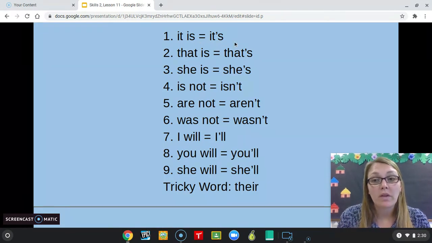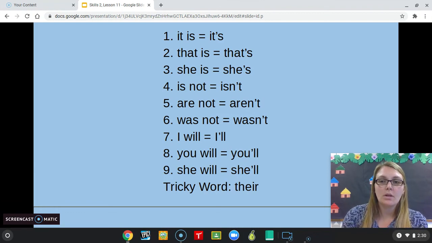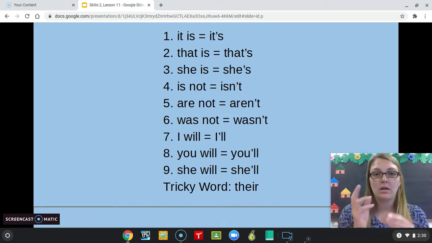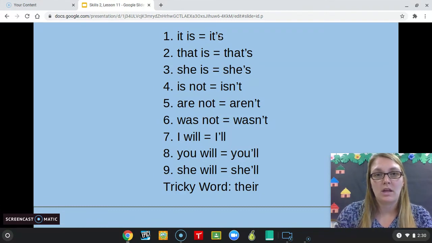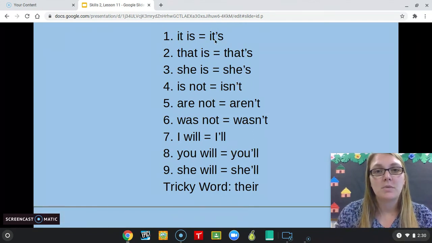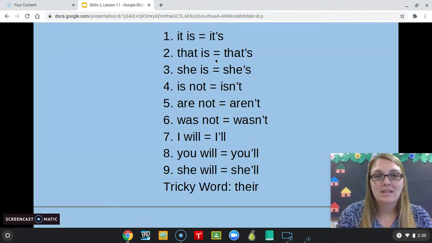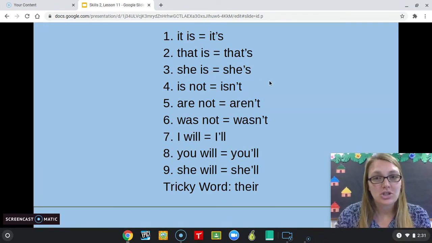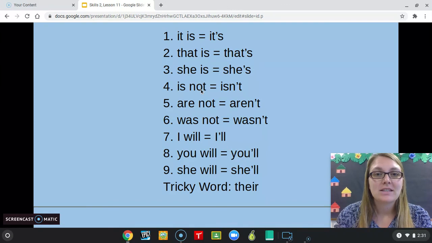Here, once again, are the words that we're working with this week. We have it is becomes it's. These are going to be the spelling words that we have. Yesterday we reviewed some contractions, and that's when you have two words, you put them together, and one of the letters is replaced with an apostrophe. Our spelling words will be the contractions.